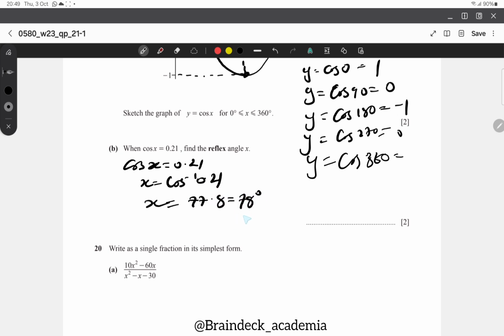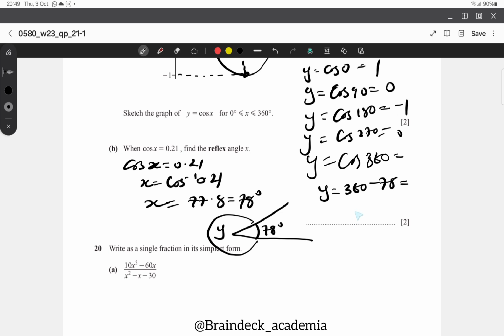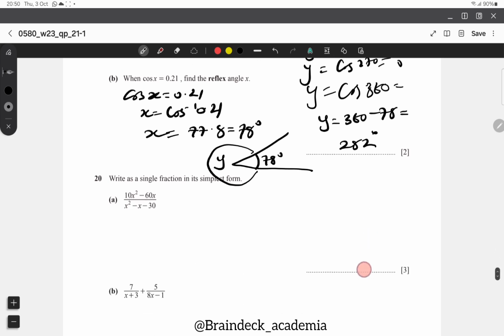So our x is 78 degrees. Since the question asks for the reflex angle, we should find it. A reflex angle is an angle greater than 180, and this is an acute angle. If our acute angle is 78 degrees, our reflex angle will be something like this here. Let's call this y. So y will be 360 minus 78. Our reflex angle is 282 degrees. That's our answer for that one.